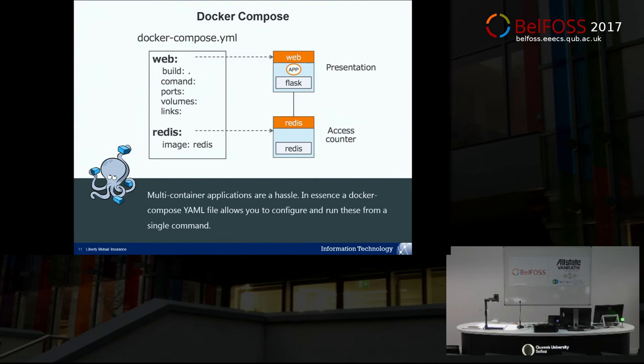Now over here, there's a Redis container or Redis service listed as well. Now the difference with this one is I haven't specified a build command. So what that will do is it will just go off to Docker Hub and pull down an image. So you can mix between pulling images from a registry and pulling images and building them as well.